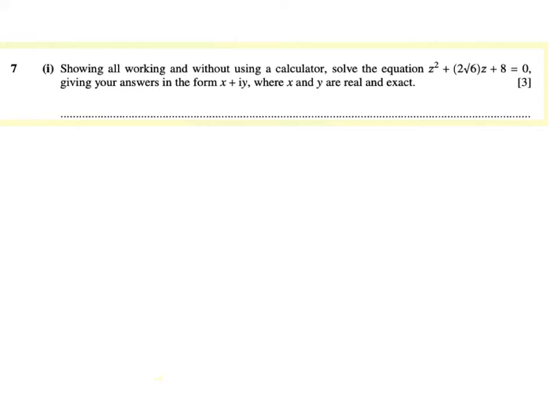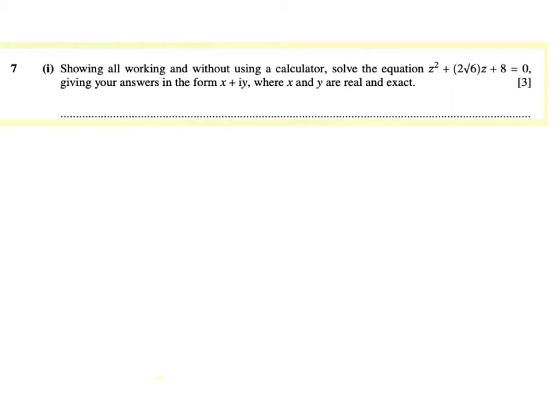Showing all working and without using a calculator, solve the equation z² + 2√6 z + 8 = 0, giving your answer in the form x + iy, where x and y are real and exact. Okay, 3 marks for that. So, okay, let's start.